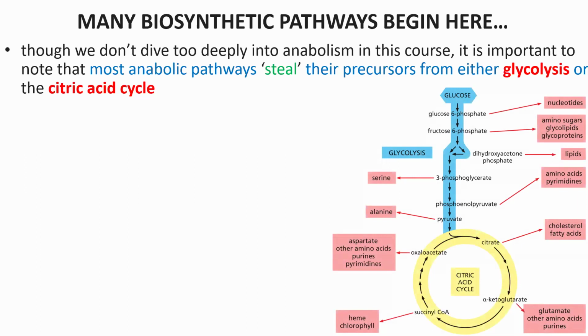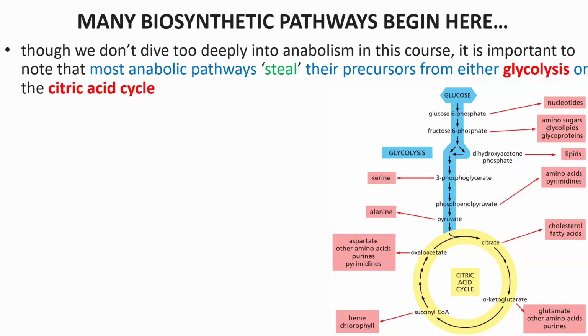DHAP, remember DHAP? We isomerize it to a second GAP. Well, we don't have to do that. If we've got plenty of ATP, plenty of pyruvate, we can take some of that DHAP and use it to make lipids. Phosphoenolpyruvate, the second to last product of glycolysis, is a precursor for making pyrimidines.